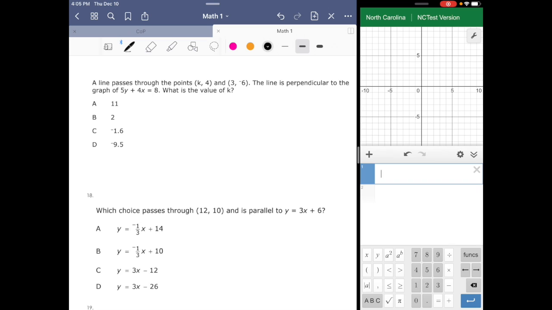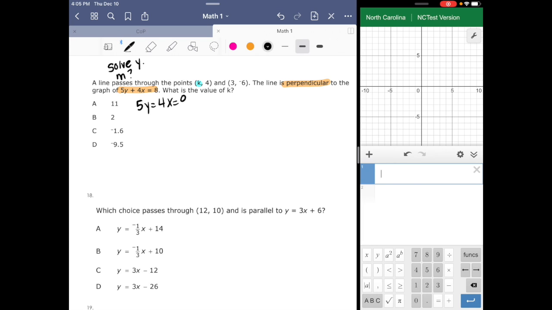Number 17. So I have a line that passes through these 2 points. Now, let me draw your attention to the fact that we don't know what one of the values is of the points. However, what we do know is that it's going to be perpendicular to this equation. So the first thing that we need to do is solve for y. And the reason we need to solve for y is because we need to find the slope, okay?